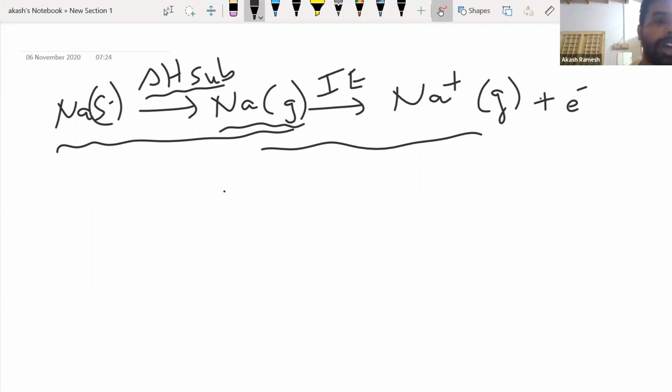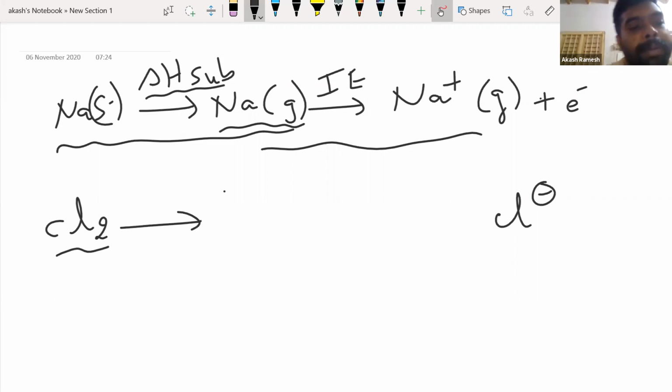Next, what I have to do is go for chlorine. Now chlorine, I know how it will exist in its natural state. Chlorine will exist in the form of Cl2. Now what I need is my Cl minus, obviously, if I want to form the crystal. If I want to form the crystal, I need to have Cl minus present. So what is the first step, do you think, for this chlorine to end up as Cl minus? That is the last step, obviously. Now what is the first step? What do you think is going to happen?